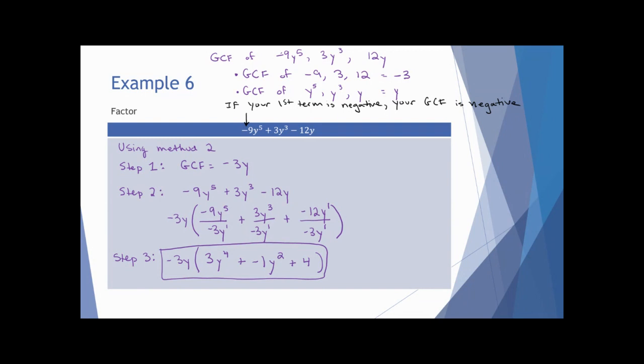Are there any questions on this example? Any questions on anything I did?